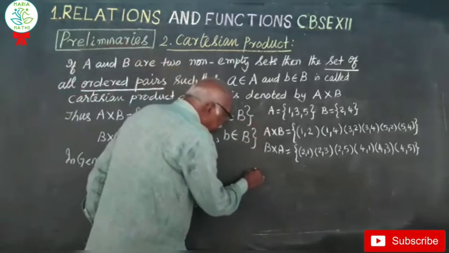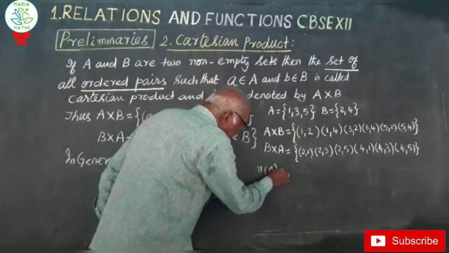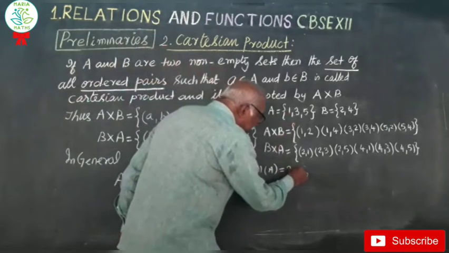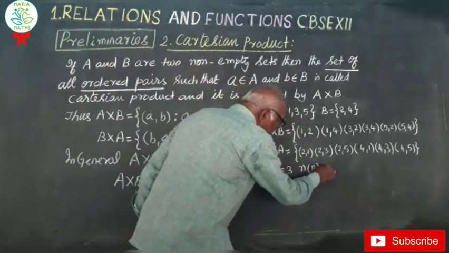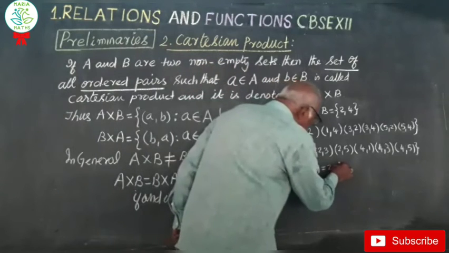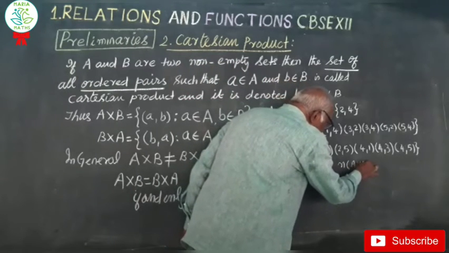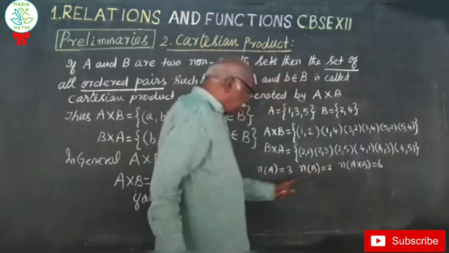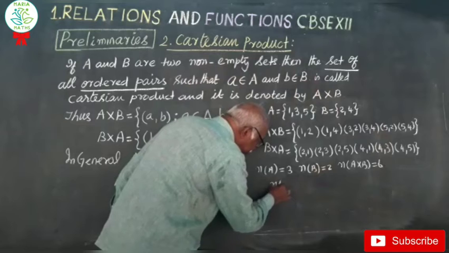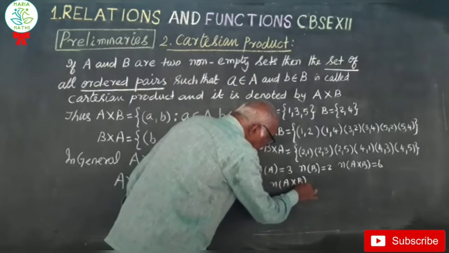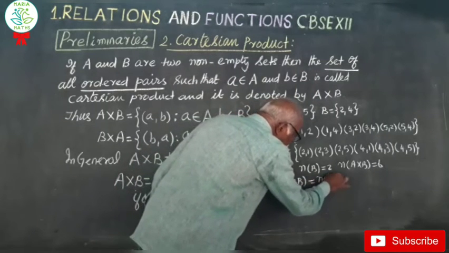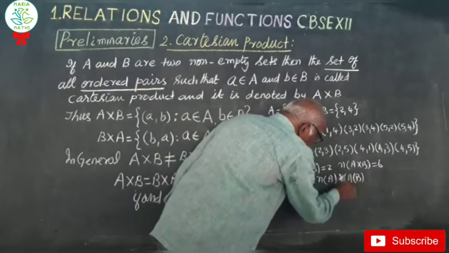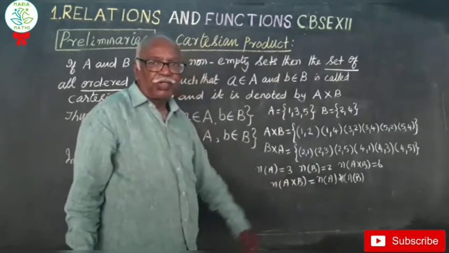Here, n(A) means the cardinal number of the set. n(A) is 3 because it has 3 elements. n(B) is 2 because it has 2 elements. Therefore, n(A cross B) is 6: 1, 2, 3, 4, 5, 6. Therefore, n(A cross B) is equal to n(A) into n(B).